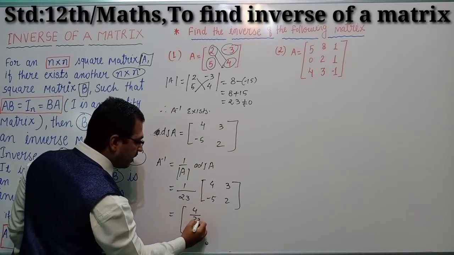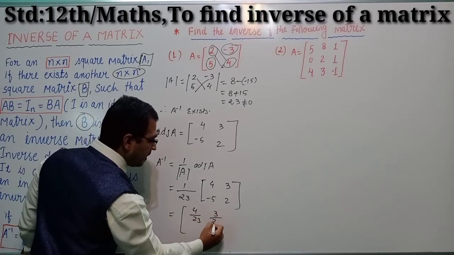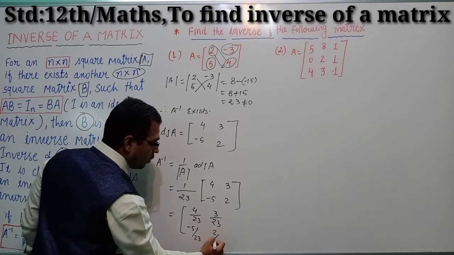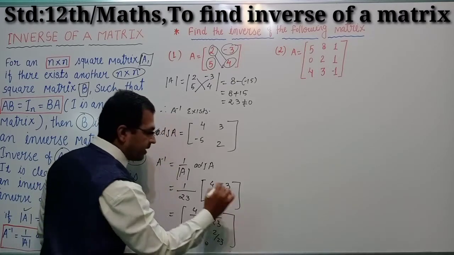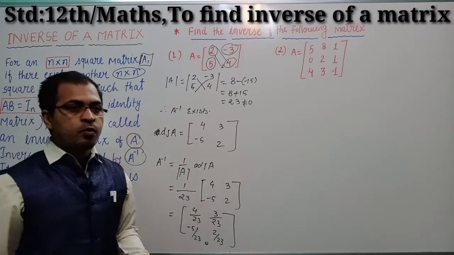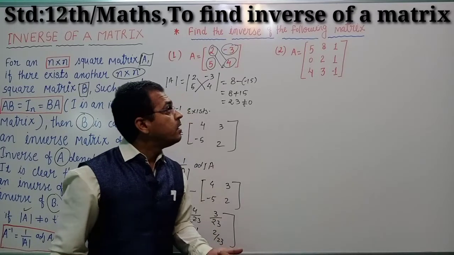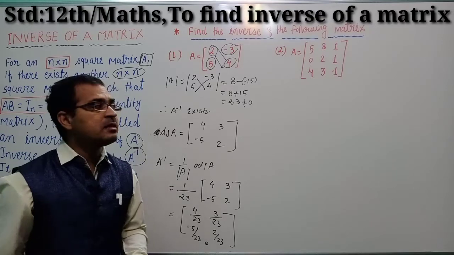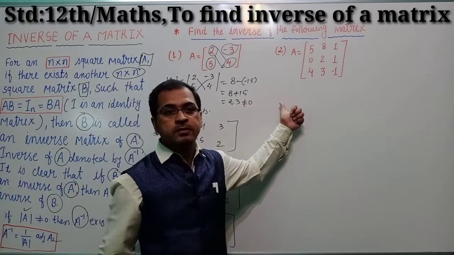4 by 23, 3 by 23, minus 5 by 23 and 2 by 23. That's it. Okay students, now moving to the second question. In the second question, the order of this matrix is 3 by 3, meaning there are 3 rows and 3 columns.